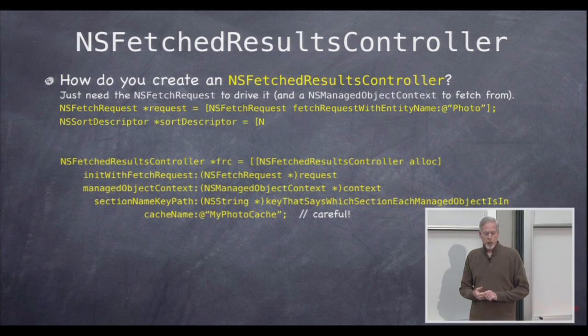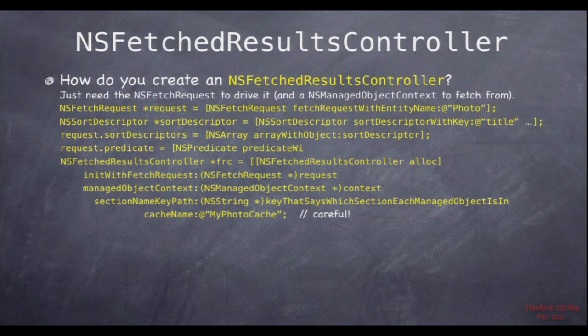So here's, for example, how you might use it. I'm going to make a request here, a fetch request. This is going to be a table that is going to have photos in it. Okay, so I've presumably got some photo entity in my database. So the request is a request with entity name photo.